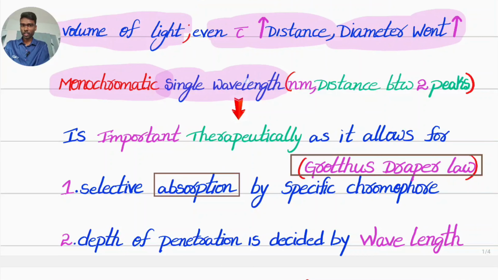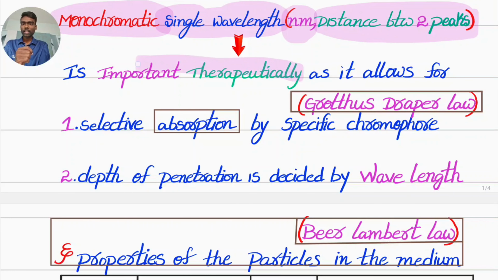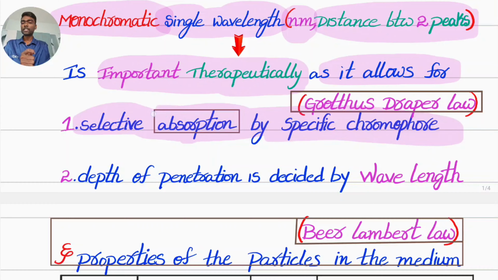What is a wavelength? It is measured in nanometers. Wherever you see the word nanometer, it is representing wavelength. That is nothing but the distance between two peaks of a laser light wave. It is therapeutically important. Why? This single, specific wavelength allows for selective absorption by a specific chromophore, which we will target and destroy. In a tattoo, if the ink particle is selected as the chromophore, we will destroy that and remove the tattoo.